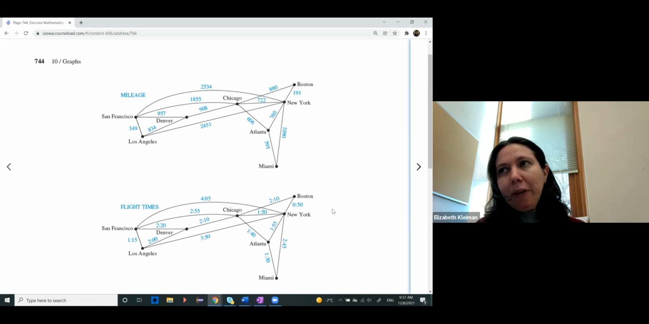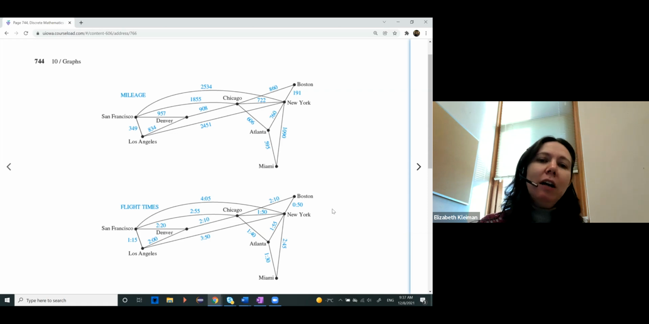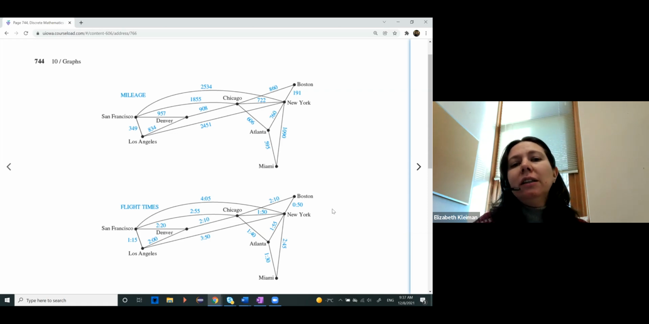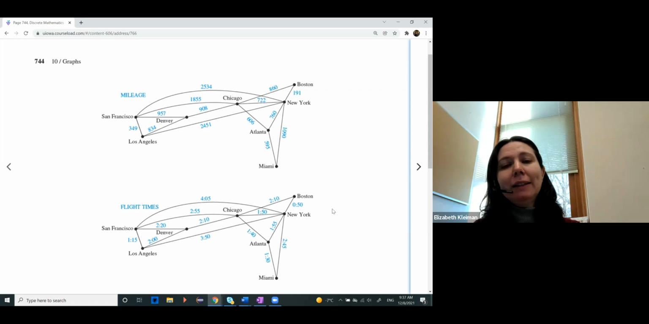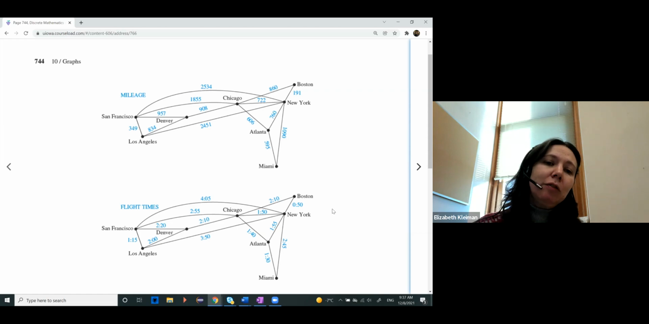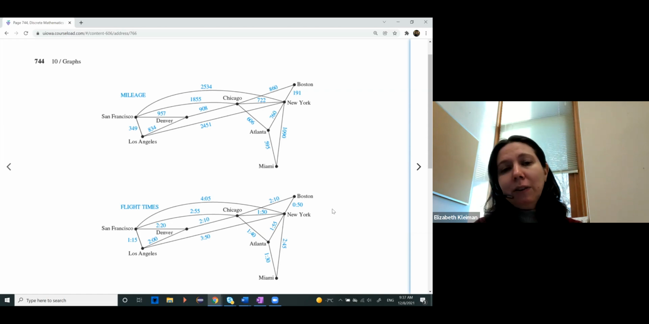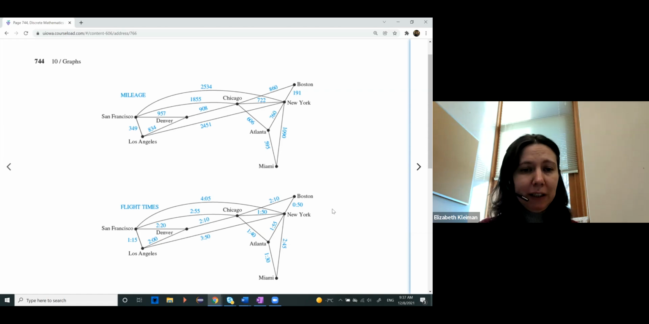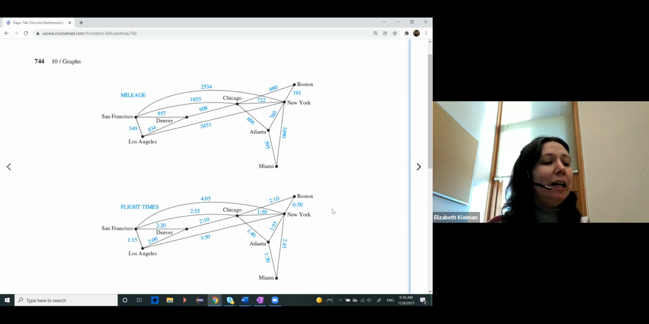flights. Okay. So when you take a flight from San Francisco directly to New York, the number of miles you are going to fly is 2,534, for example. And to fly from San Francisco to Chicago, the number of miles is going to be 1,855. Now, you can also generate something similar using flight times versus mileages, correct? The graph below is very similar, but represents totally different data. What it introduces to us is a new concept. The graph can be weighted.